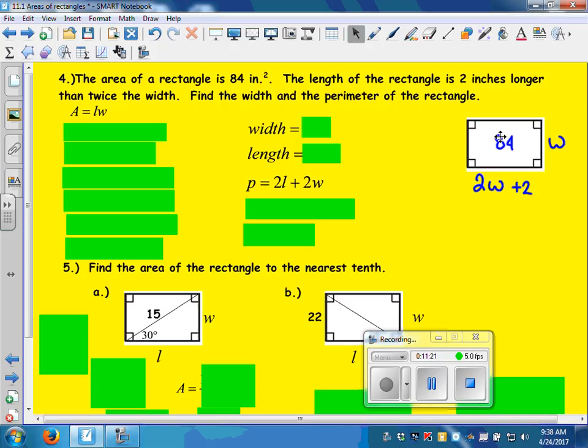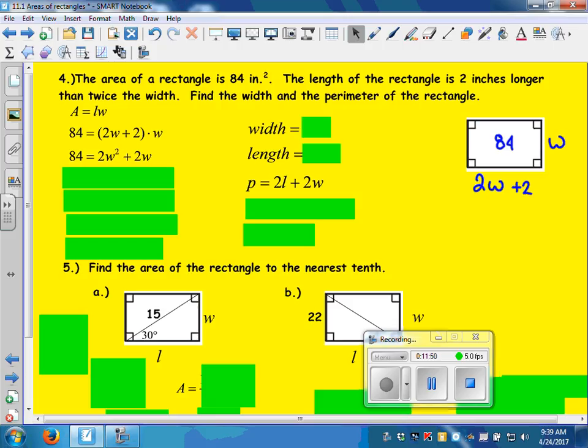So we're substituting in: 84 equals 2W plus 2 times W. You'll notice that since the length of this rectangle is a binomial, I've parenthesized it, because I'm going to have to distribute the width over it. So I multiply by W. I have 84 equals 2W times W, which is 2W squared, and then plus 2W.